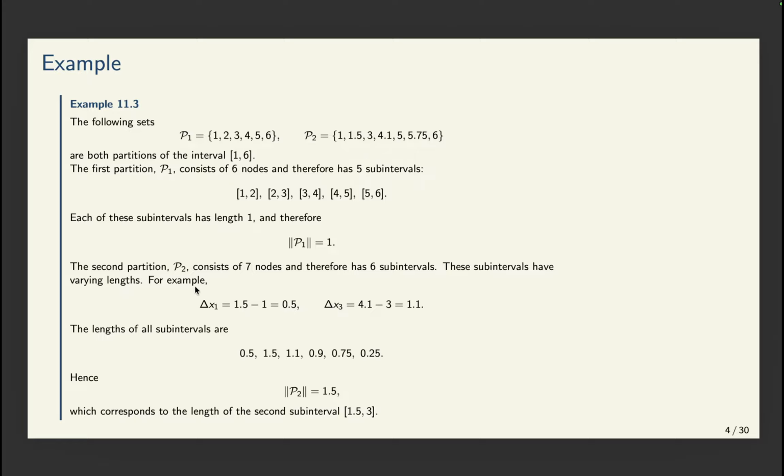And if you are patient and do these calculations, I have written all the lengths, and then I see that among these numbers, the biggest one is 1.5. So this means the mesh of this partition is 1.5. So these are extremely simple concepts. Any questions?